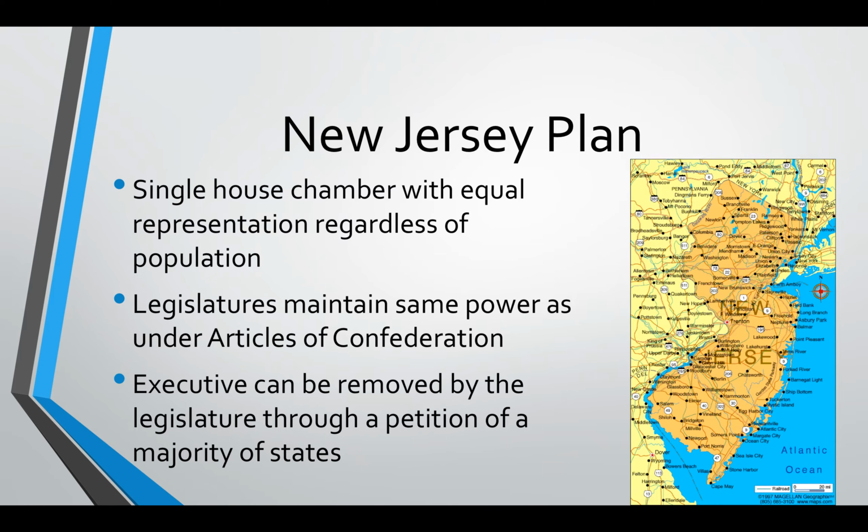The New Jersey Plan was supported by delegates from less populated states. In the New Jersey Plan, there would be a single chamber with equal representation for each state regardless of population. The legislature maintained the same power as under the Articles of Confederation, with the added authority to levy taxes and regulate commerce. The executive could be removed by the legislature through a petition of a majority of the states, and the courts would be appointed by the executive.